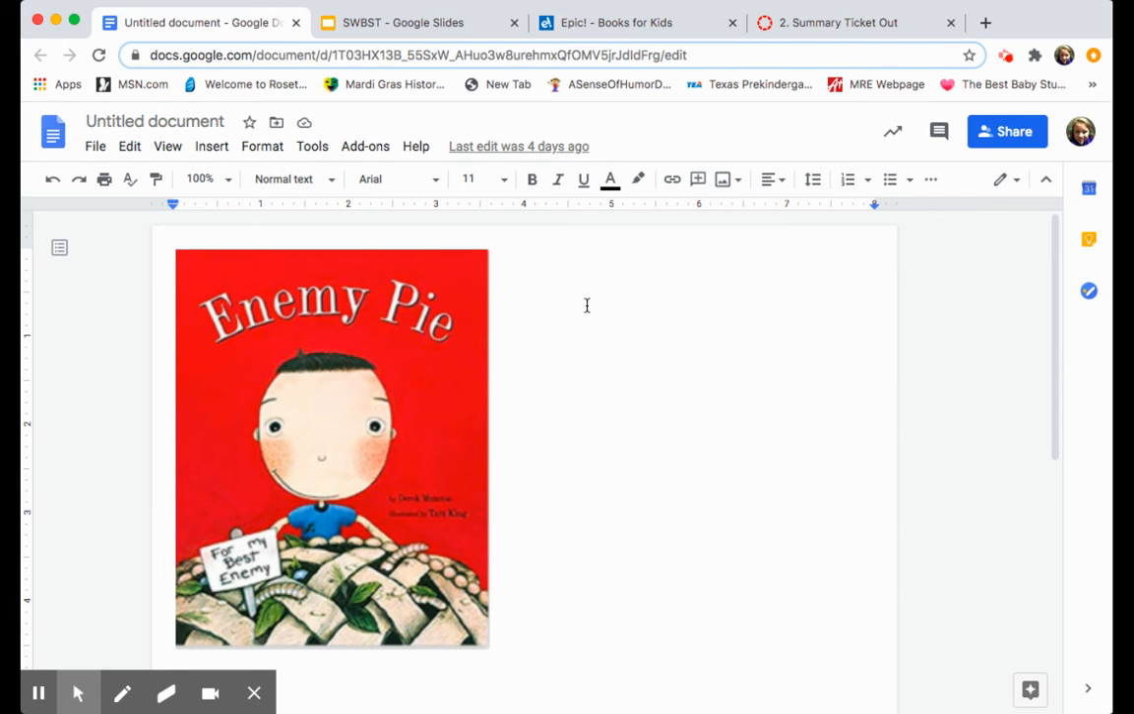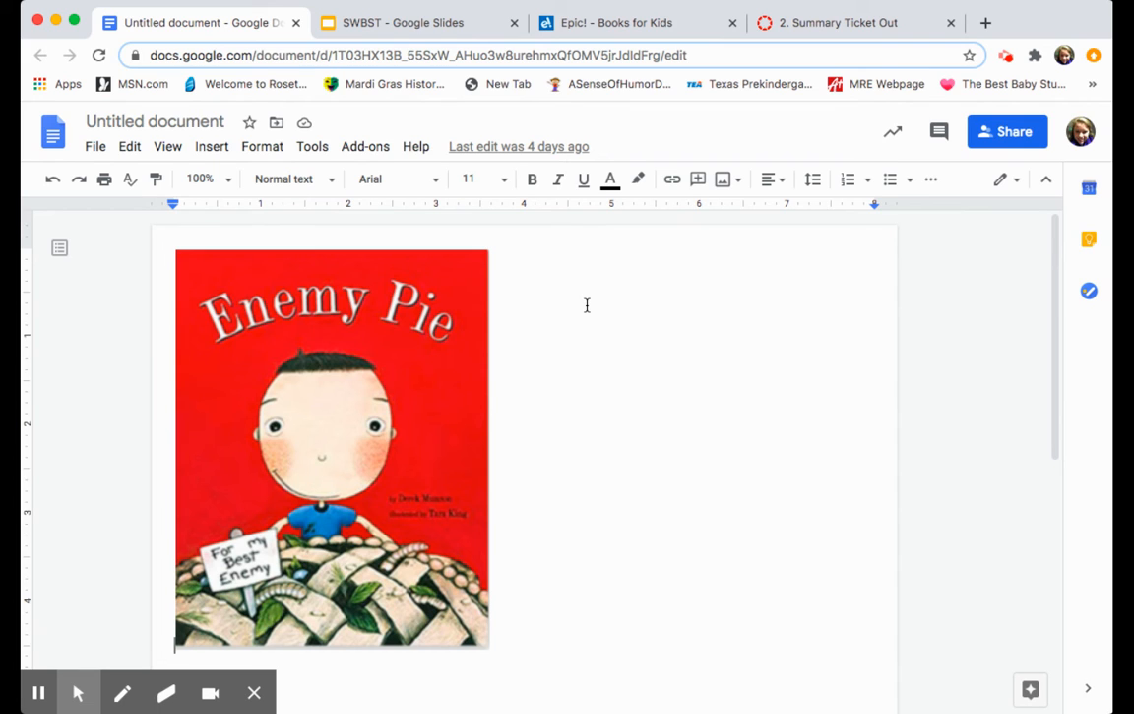And then I want you to think of the problem and solution. So our problem was that our main character had an enemy, and our solution was that we made an enemy pie for him and hung out with our enemy all day. And then when you're telling your story, just like when writing, you want to tell your events in order, because if you don't tell them in order, then you can kind of get confused on what actually happened.